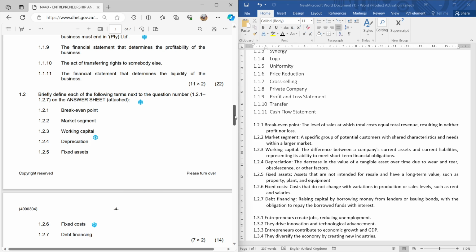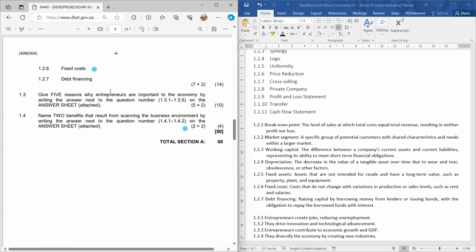And then we have fixed costs, right? Fixed costs are basically costs that do not change with variations in production or sales level, such as rent and salaries, right? If we know that an employee is getting paid 10 rand every month, that expense to the company remains constant for quite a number of time, right? It's not flexible. It doesn't change.